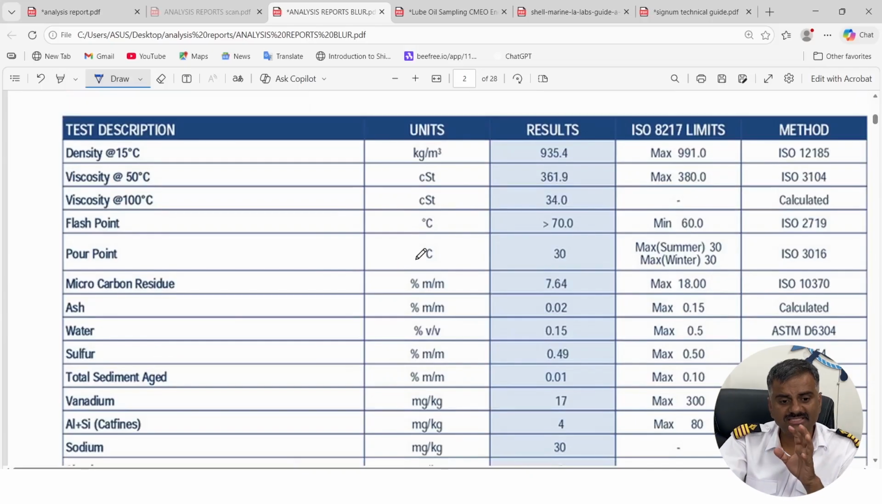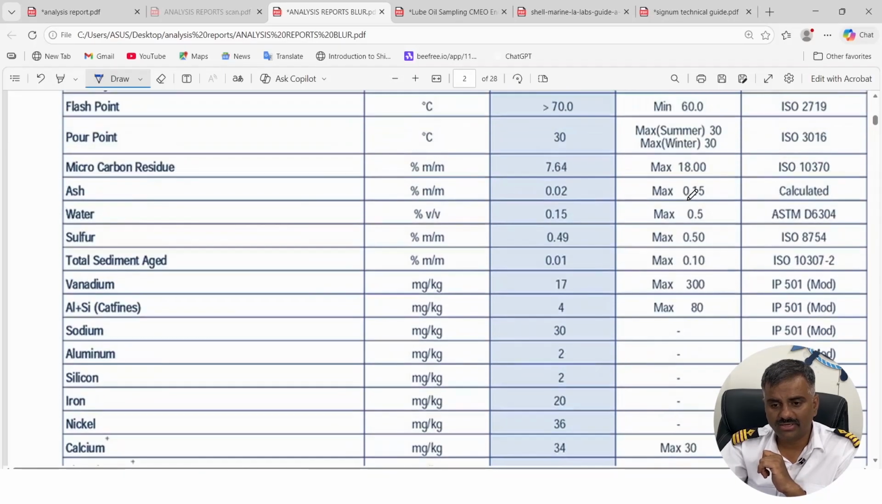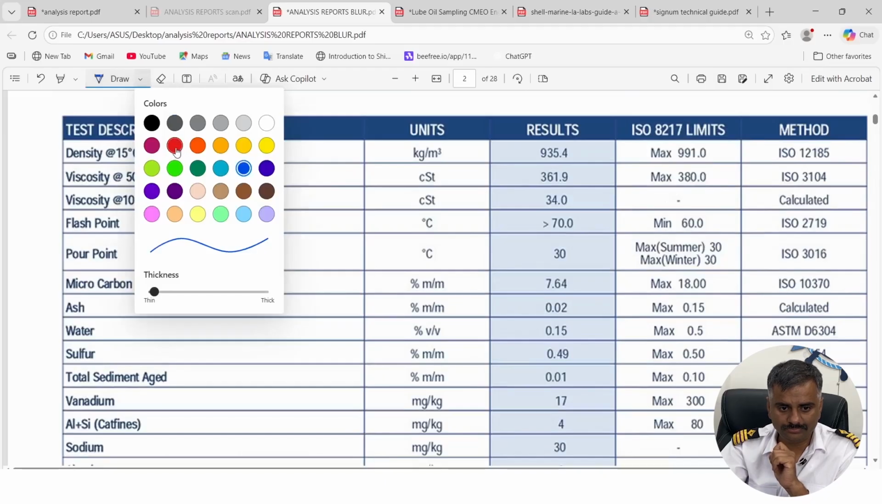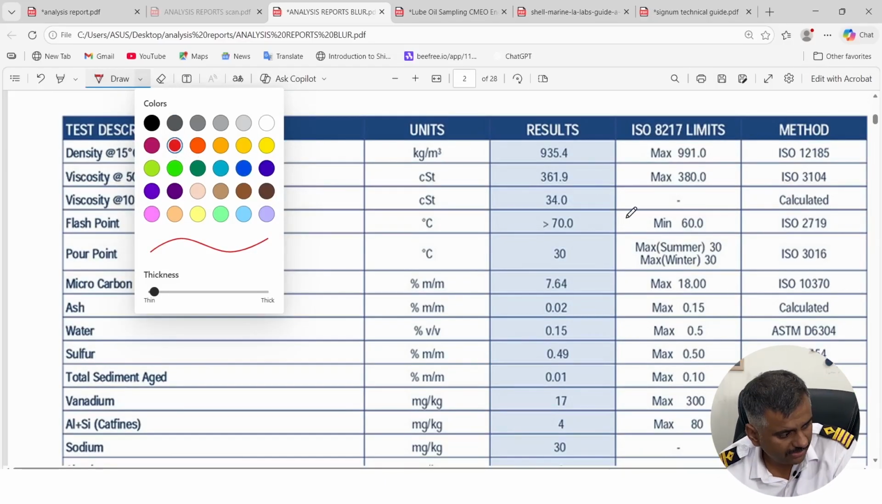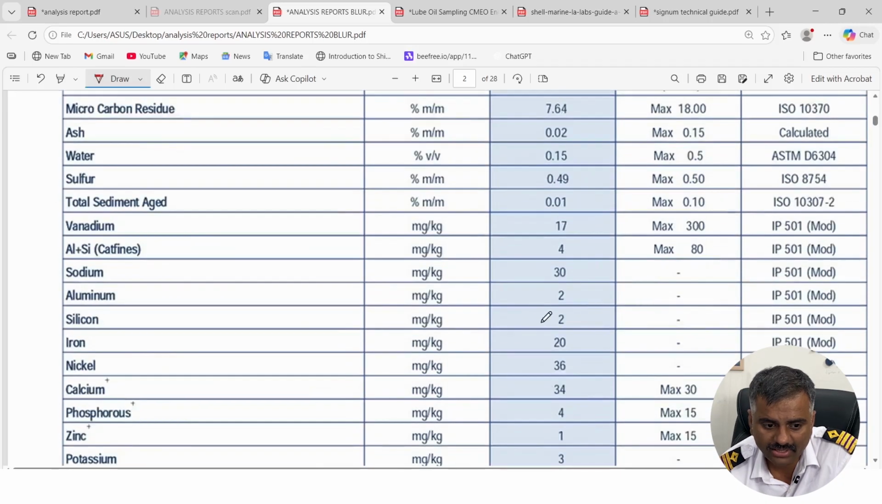Now this is the table of parameters as per the ISO 8217. Okay, you can see these are the ISO limits. One important thing to note here is that you have the values as per the ISO limits, and then you have some values which are non-ISO also.